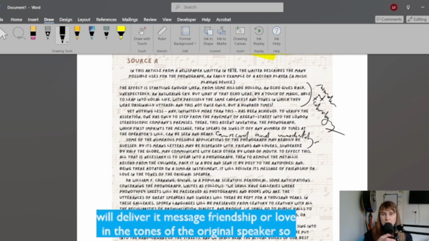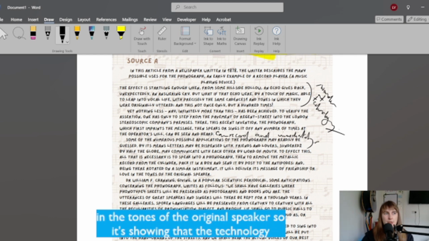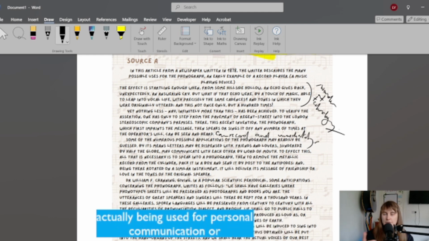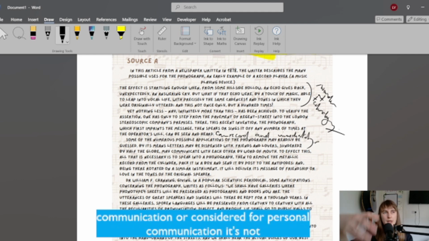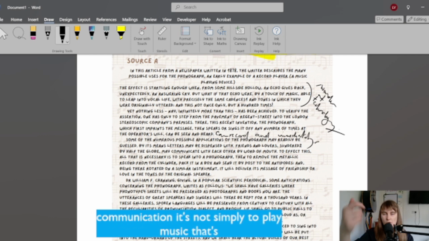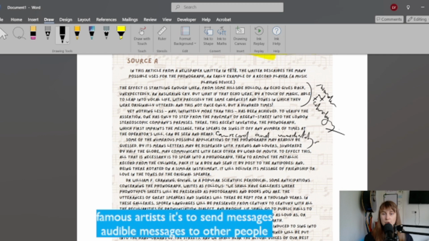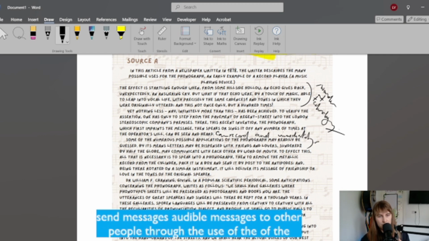So it's showing that the technology here is actually being used, or considered, for personal communication. It's not simply to play music that's patented and copyrighted by famous artists. It's to send messages, audible messages, to other people through the use of the record player.